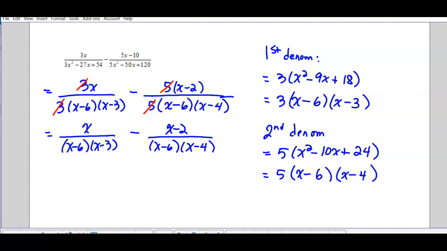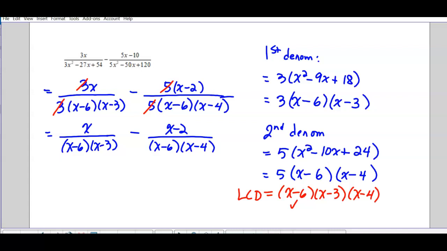And then you want to look for your lowest common denominator. So, I just copy out the first denominator, both factors, I need both of them. Then I look at the next one, I need an x minus 6, well I already have it. And I need an x minus 4, which I don't have, so I include that. Okay? So, luckily, there was that x minus 6 in common.